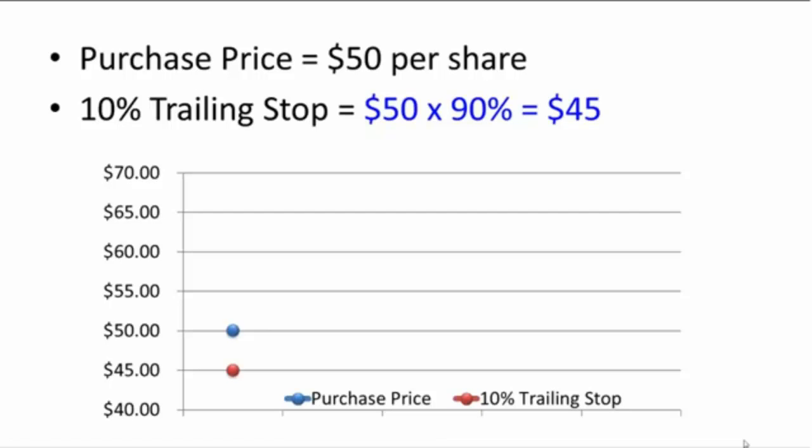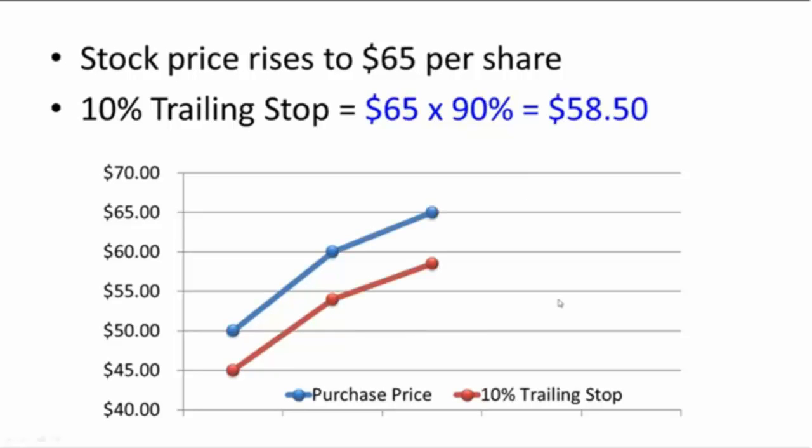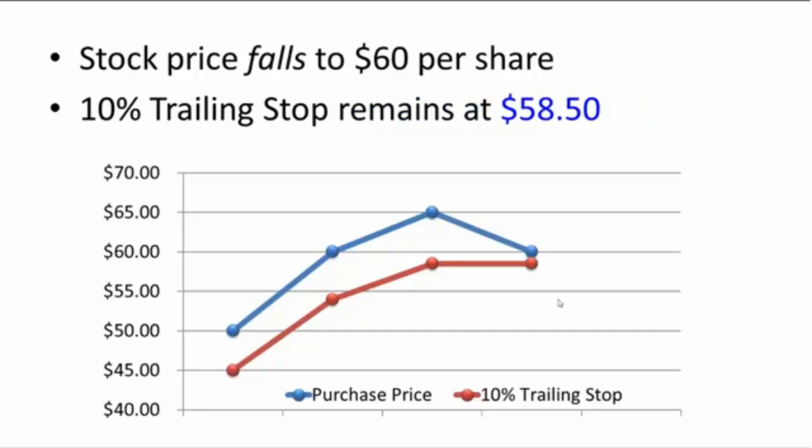Here we have a purchase of $50 per share with a 10% trailing stop. The trailing stop price is simply $50 times 90%, or 10% below the purchase price, which is $45. As the stock price rises, the trailing stop price rises as well, 90% of what is now the current $60 per share price. And as we see, the stock price has now risen to $65, and with the 10% trailing stop behind it, the trailing stop price has risen to $58.50.